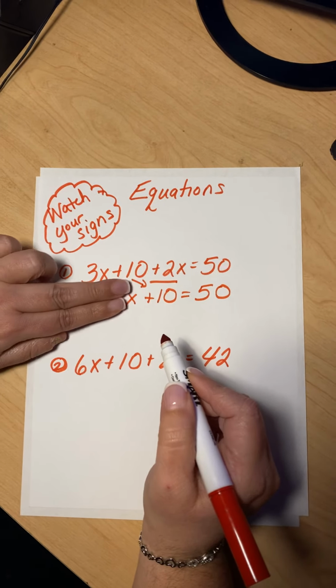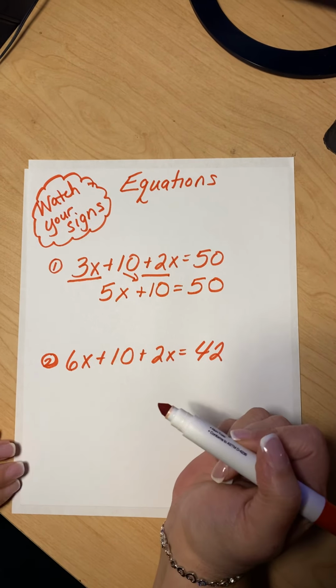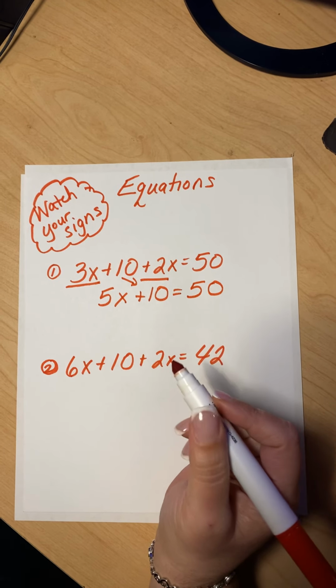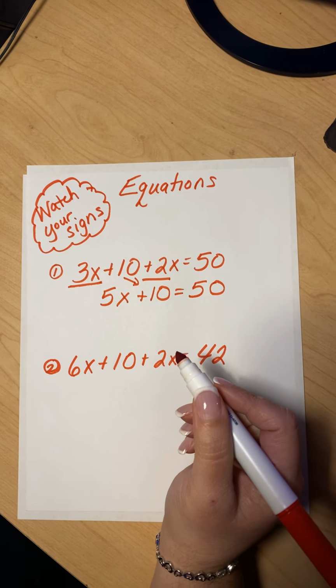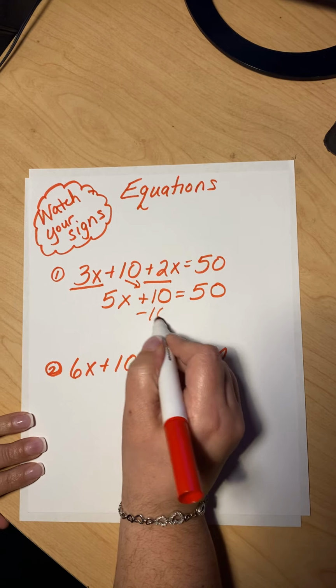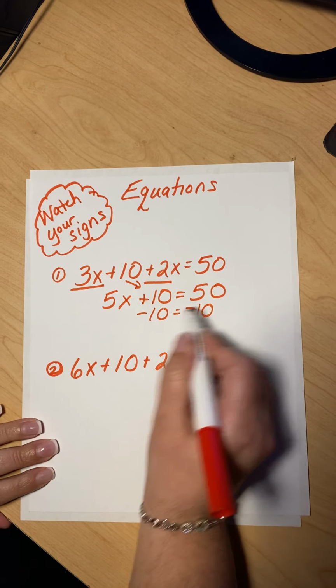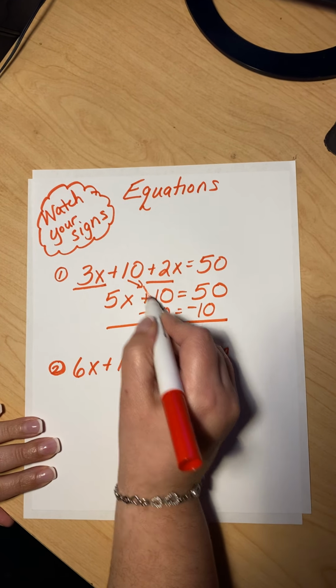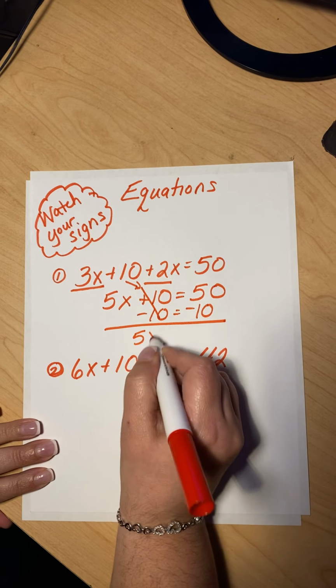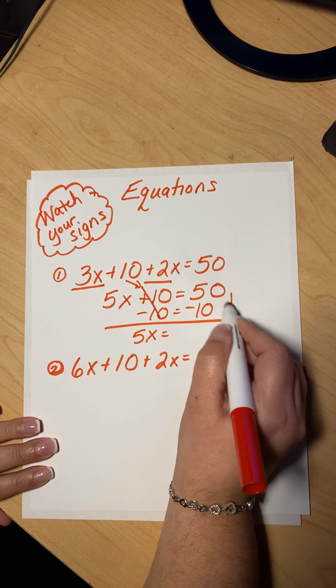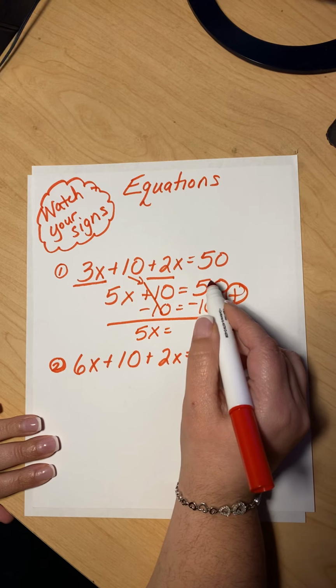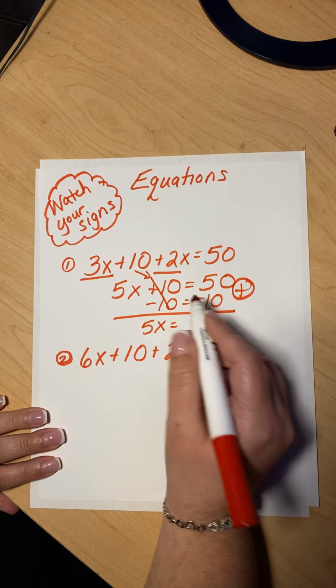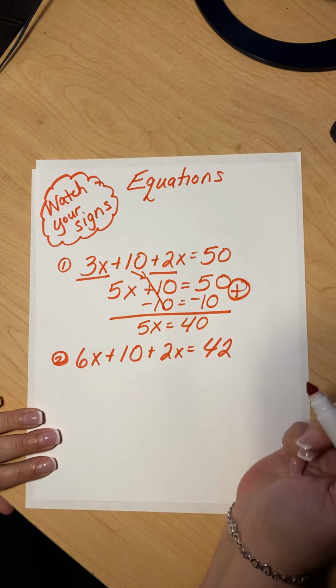I want my 5x by itself. The positive 10 is stopping it. How do I get rid of a positive 10? We're going to take away 10. I'm going to minus 10 on both sides. Positive and negative cancel out. That leaves me 5x equals, remember we always had add here, positive 50 plus negative 10 gives me 40.